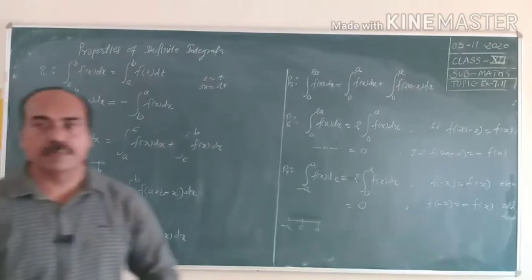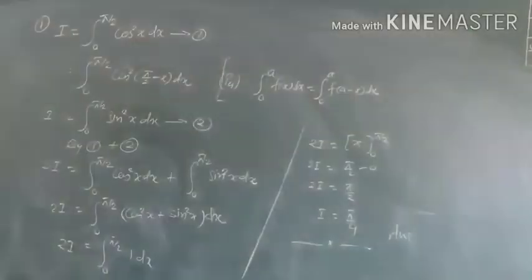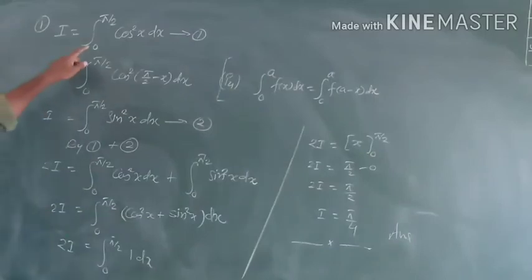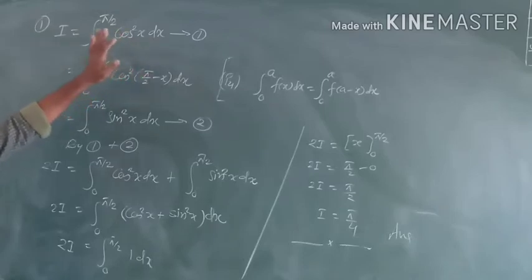So now we will start exercise 7.11, and the first question is based on property number 4. So let's see exercise number 7.11. The first question is the integral from 0 to pi by 2 of cos square x dx. In this question we will use property number 4.